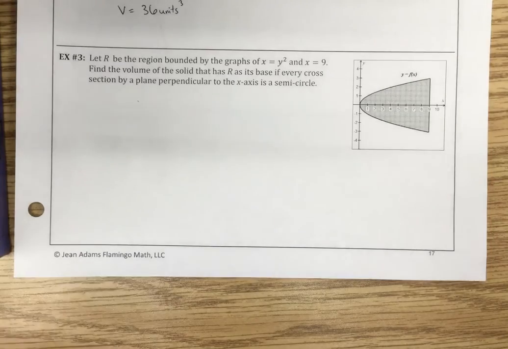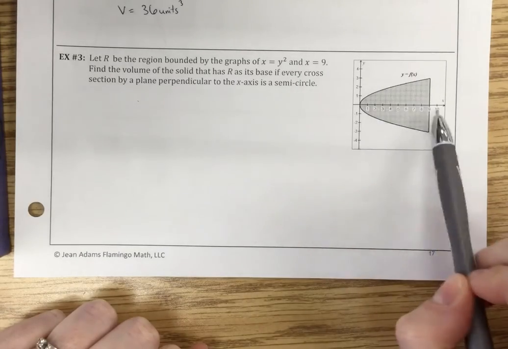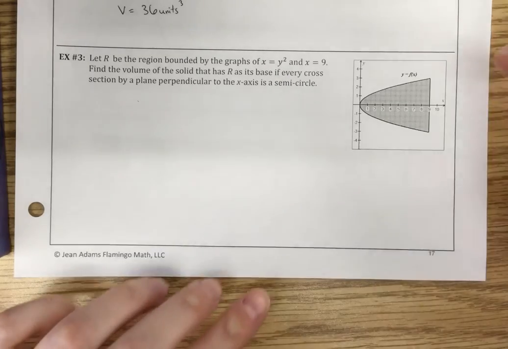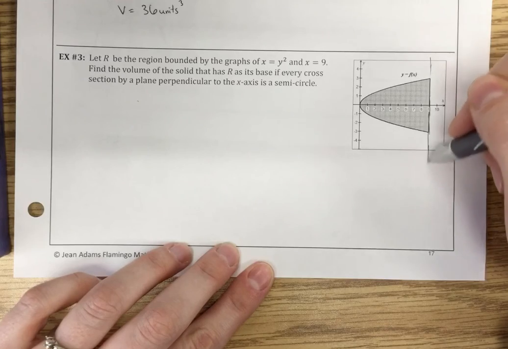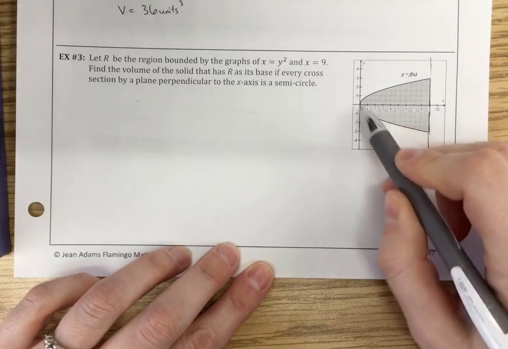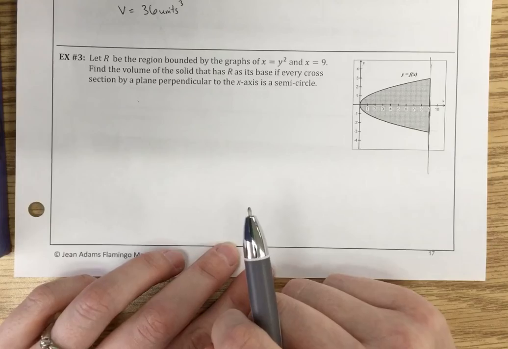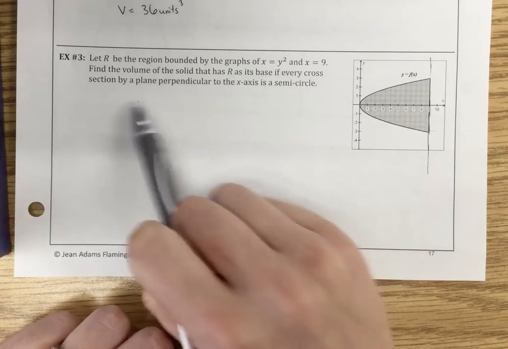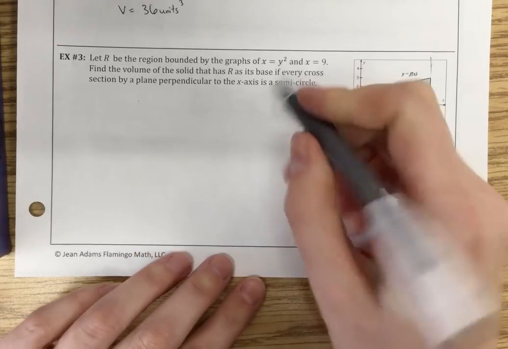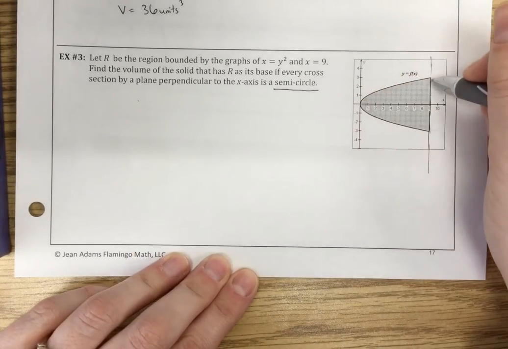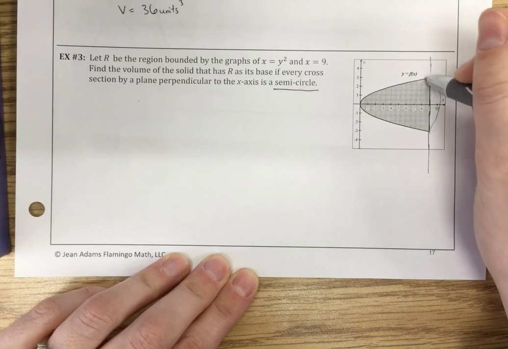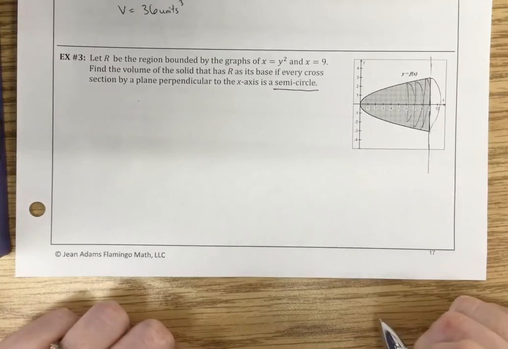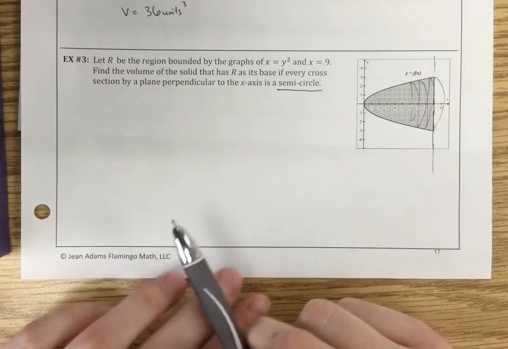Number 3, we are dealing with this sort of sideways parabola. It says x equals y squared, x is 9. So this line is one boundary, and this curve here is the other boundary. So this is the base. And it says that our solids are a semicircle. So this is making semicircles all the way down through here. Semicircles. Okay? All right, I hope that helps you to visualize.